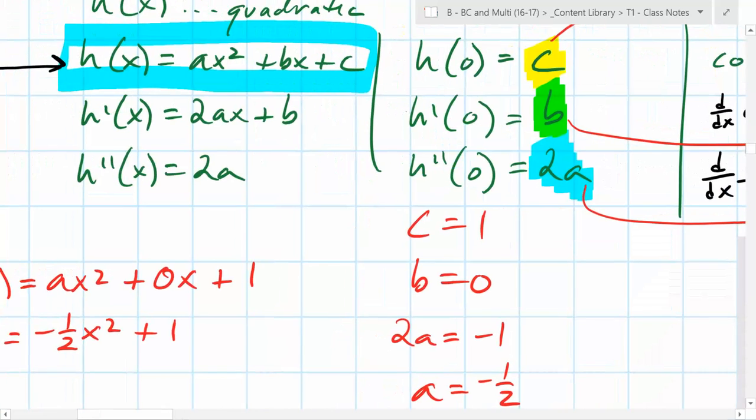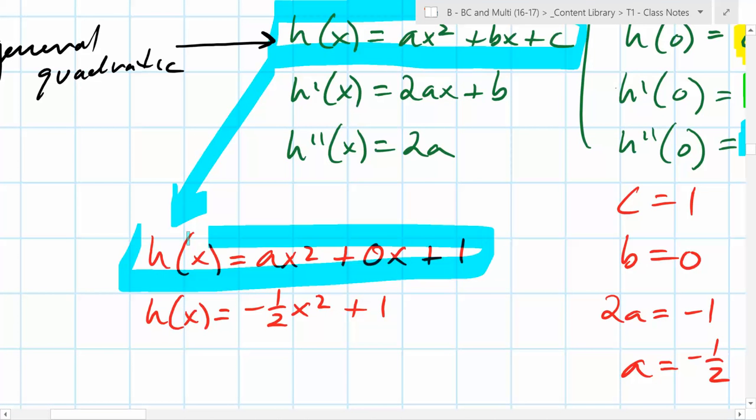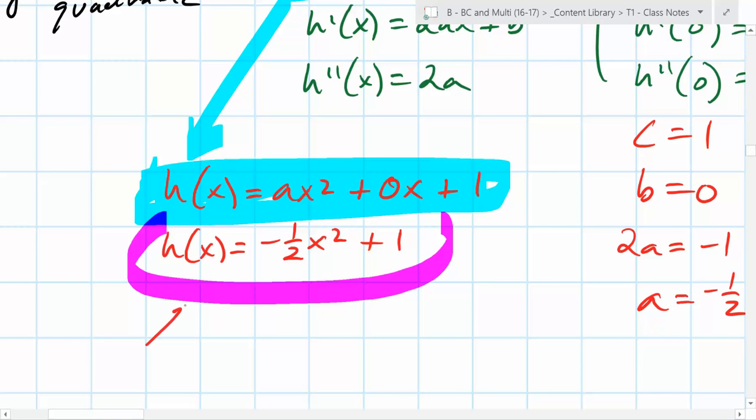What was our general quadratic? Ax squared plus bx plus c. So what does this general quadratic become? It becomes this. There's no b, the 0x, everybody, because b was 0. So what is our parabola of best fit? This right here, you could call the parabola of best fit.